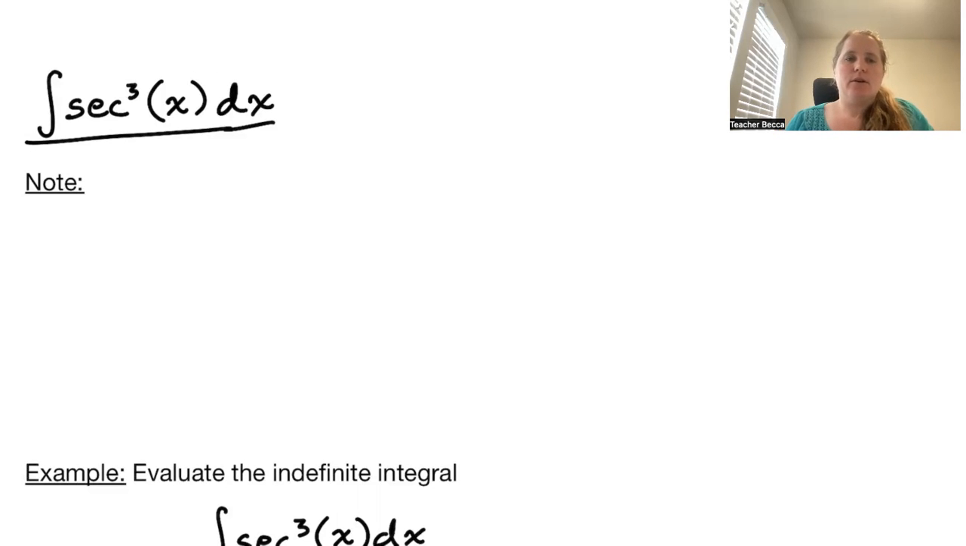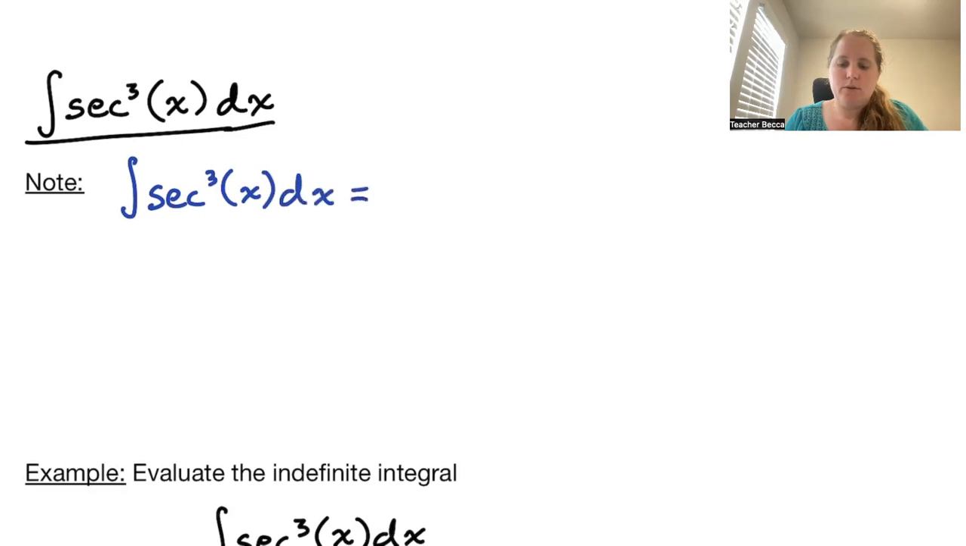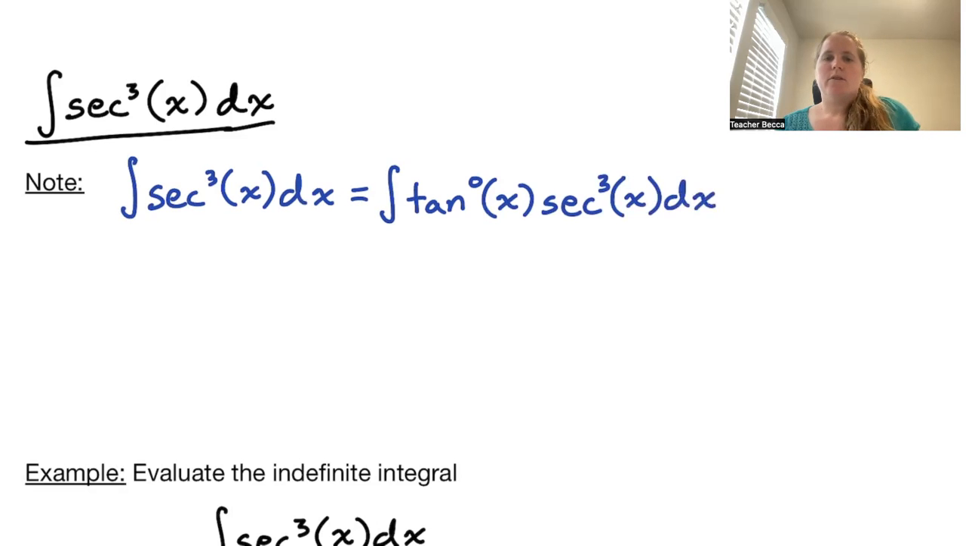Welcome to the integral of secant cubed x dx. So just a quick note, the integral of secant cubed of x dx is equal to the integral of tangent to the zero of x times secant cubed of x dx. So this is an even power on tangent.